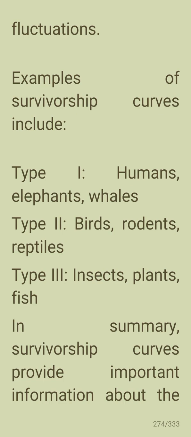Examples of survivorship curves include type 1: humans, elephants, and whales. Type 2: birds, rodents, and reptiles. Type 3: insects, plants, and fish.